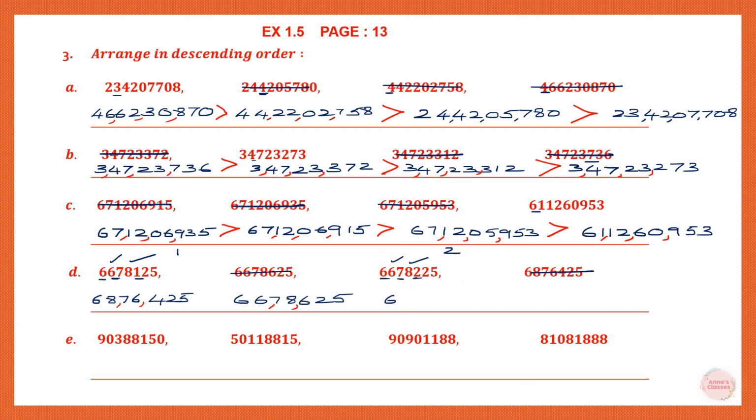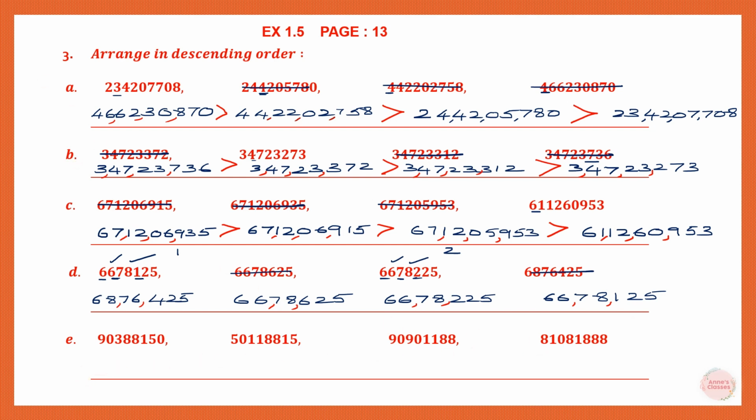So that will be 6, 6, 7, 8, 2, 2, 5 and the last one is 6, 6, 7, 8, 1, 2, 5. Now let's put the commas correctly and now let's read the number 66 lakh 78,225. Here the commas again, let's put it correctly and read 66 lakh 78,125. Let's go to the next one.